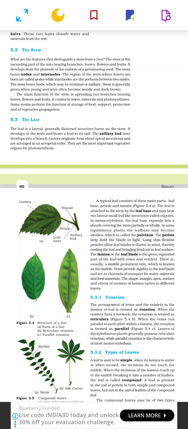Veins provide rigidity to the leaf blade and act as a channel of transport for water, minerals, and food material. The shape, margin, apex, surface, and extent of incision of lamina vary in different leaves.